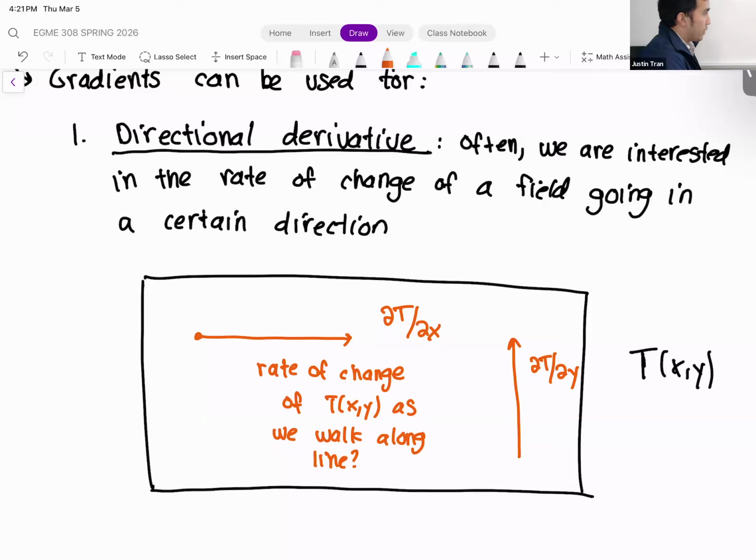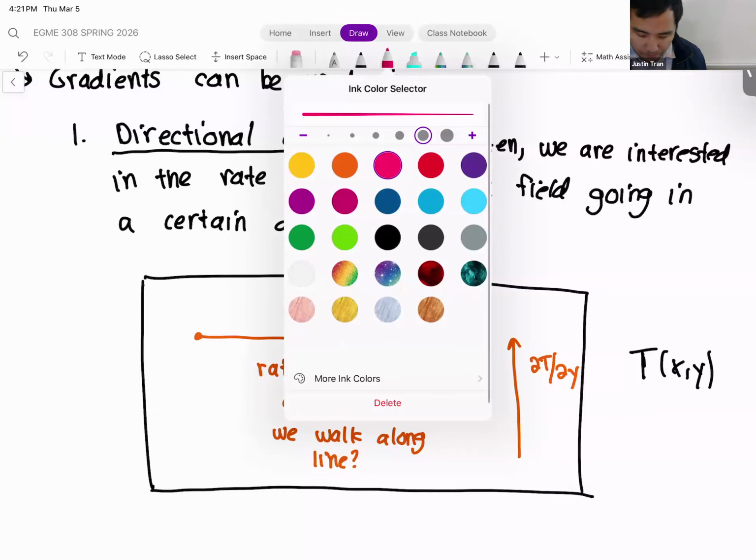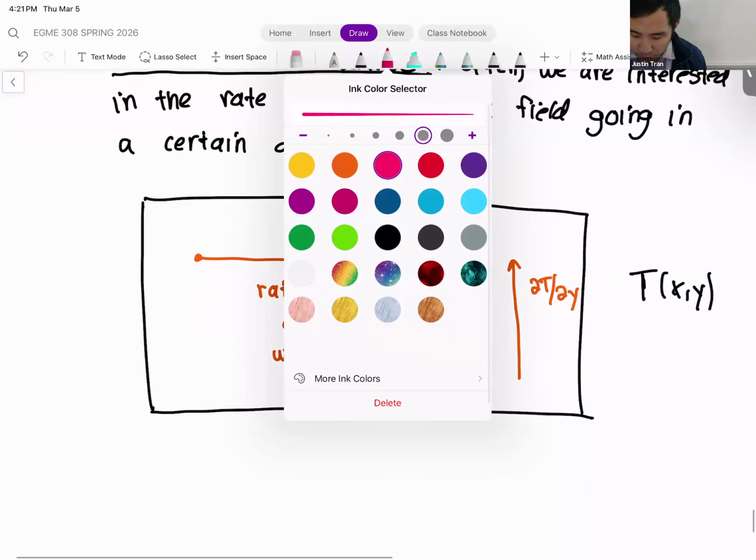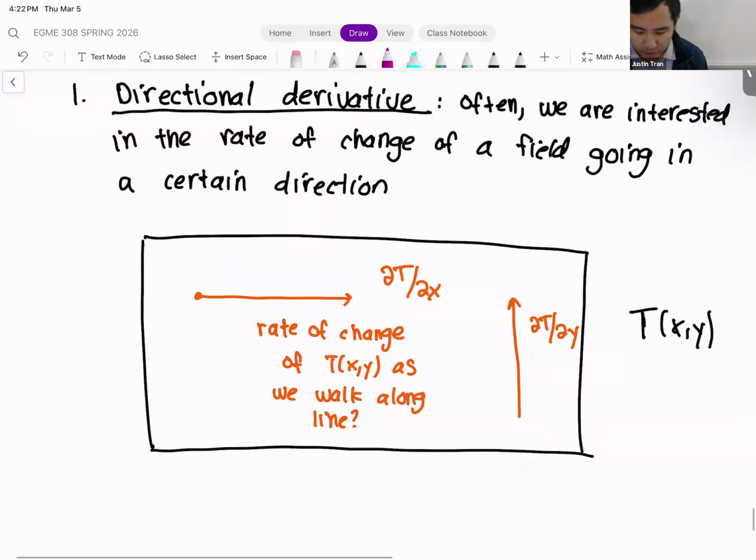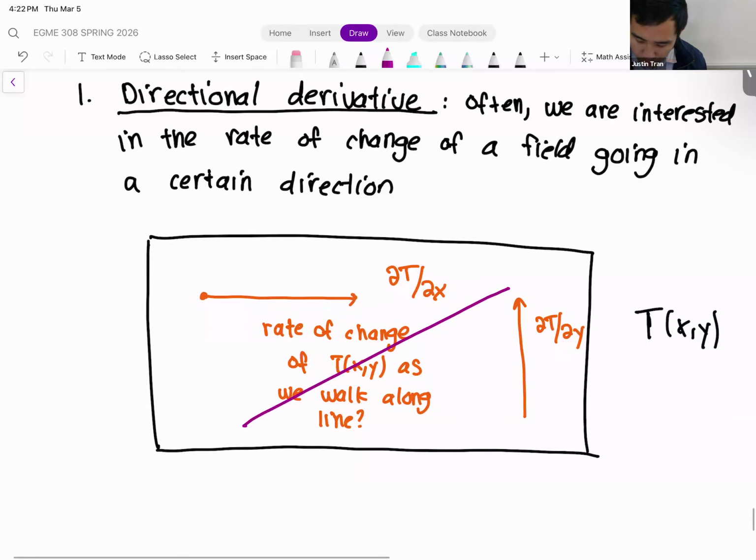All right, so that's all well and good. Our partial derivatives there are aligned with our Cartesian directions, so we can find the rate of change individually in each of those directions. But what if we wanted to find the rate of change in some oblique direction? What if we were walking from here to here, in that direction? How do we find the rate of change for that?